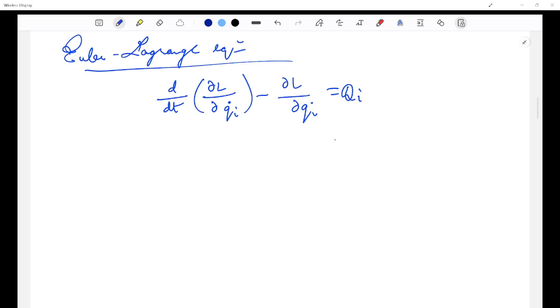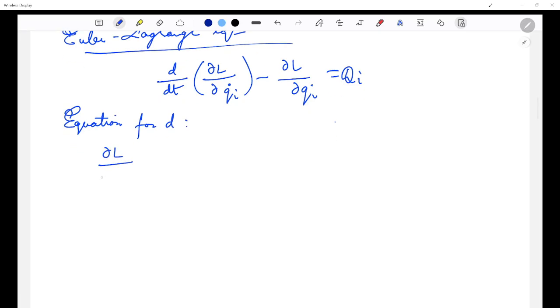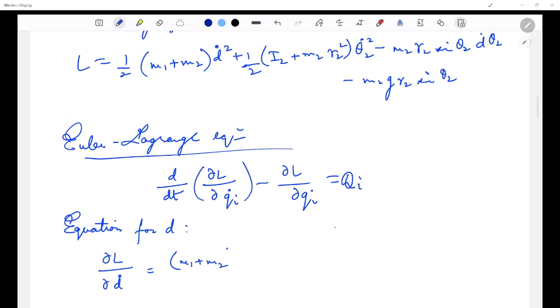All right, so we'll do the equation for d. Okay, so ∂L/∂d dot is equal to what? We'll differentiate it with respect to d dot. All right, so for the first term, what do we get? We'll just be left with m1 plus m2, the 2 coming out, half would cancel that, and we would remain just with the d dot, right?